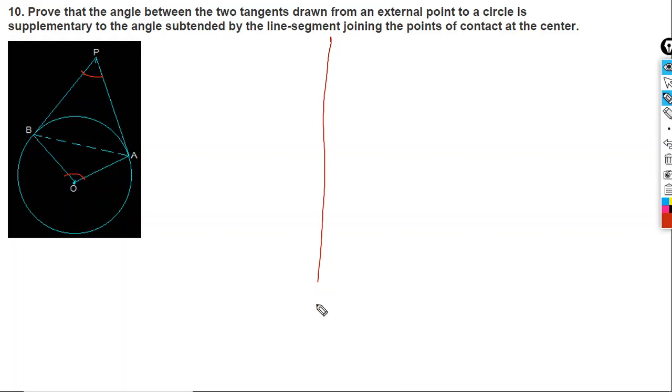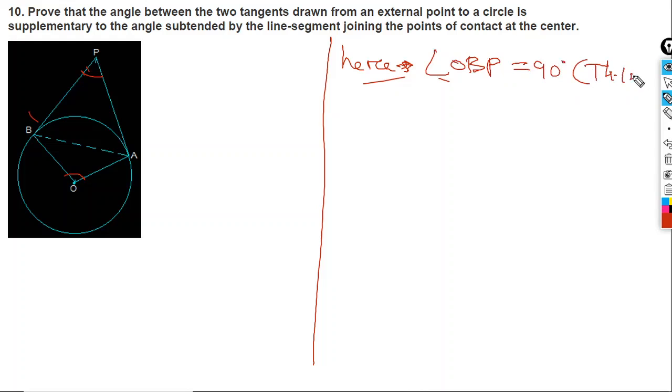Okay, let's prove it. You can write here. First, given: PB and PA are two tangents. Then to prove: angle P plus angle O equals 180 degrees. So we will write here angle OBP equals 90 degrees. Why? Because of Theorem 10.1. Similarly, angle OAP equals 90 degrees. Same story, Theorem 10.1.